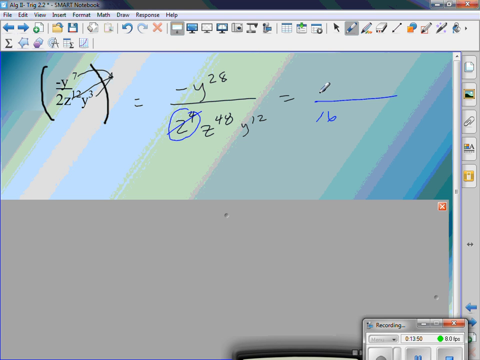Alphabetically, actually I also have a negative 2. Y's come first. What do you do when you divide? Subtract. What's 28 minus 12? 16. Where do I put the y at? Y on the top, because it's bigger. There's more y's on the top. I'm done with the y's. What am I left with? Just a z to the 48th. And that is your answer.